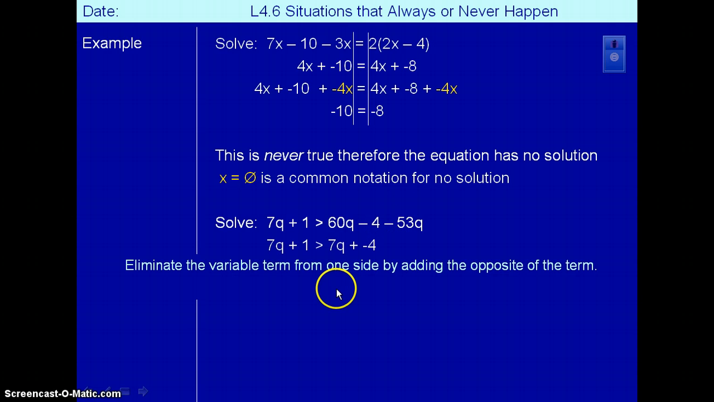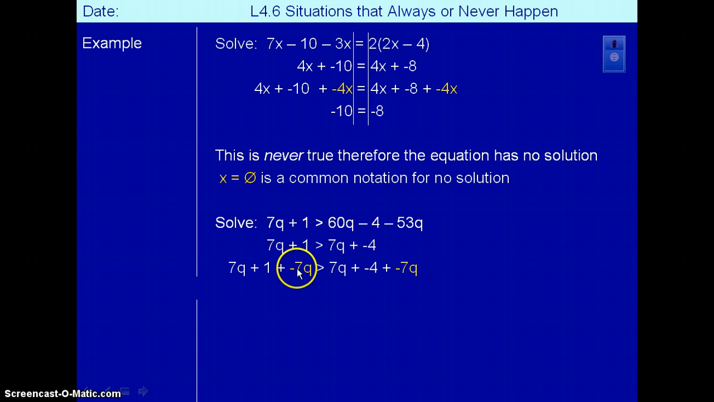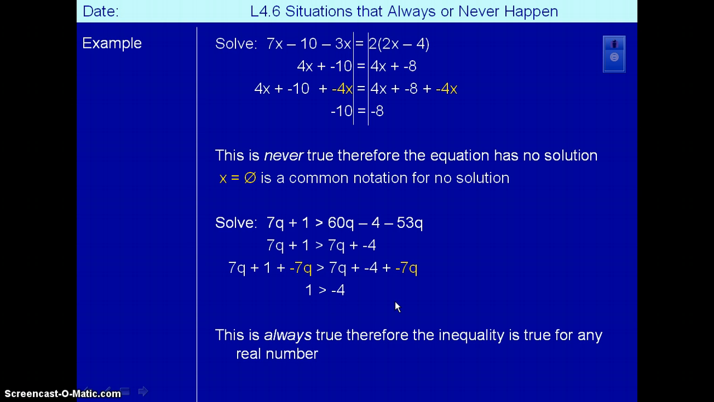We'll need to eliminate the variable term from one of the two sides by adding the opposite of the term. Let's eliminate this 7q by adding negative 7q to both sides. If we follow through simplifying like terms, we find out that 1 is greater than negative 4. Now this is something that we always know is true. 1 is always greater than negative 4. Our variable has disappeared. Therefore, this inequality is true for any real number. And we would say q is equal to all real numbers.